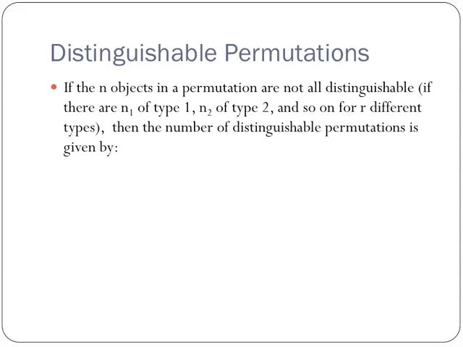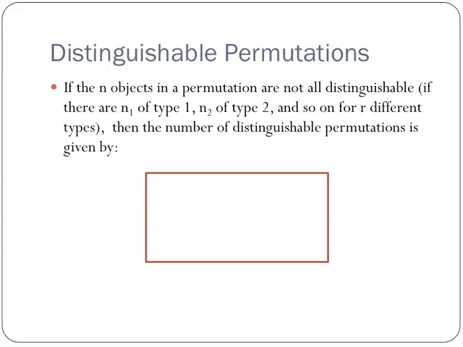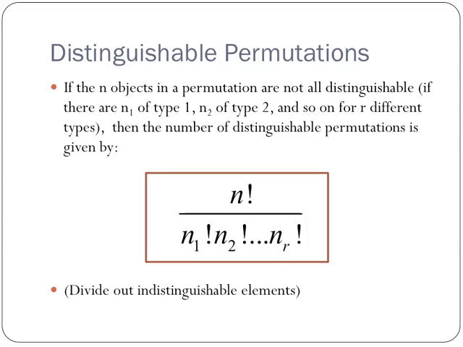If the n objects in a permutation are not all distinguishable, so if there are n1 of type 1, n2 of type 2, and so on, for r different types, then the number of distinguishable permutations is given by this formula. Essentially, you have the total number on top, factorial, and then you divide out whichever ones you have repeats of, whichever ones are not distinguishable. So you're dividing out indistinguishable elements.